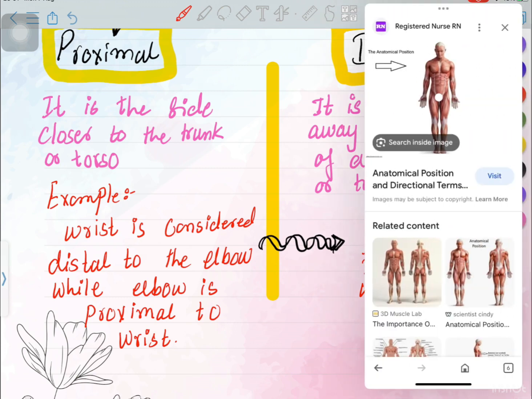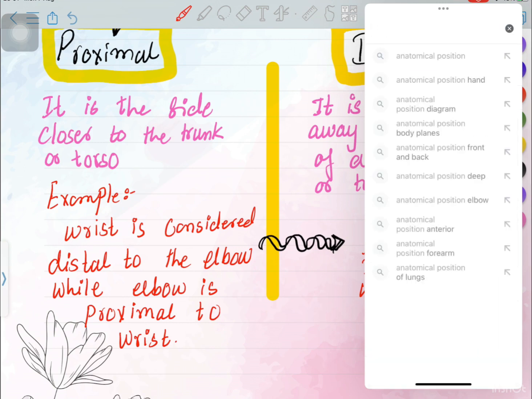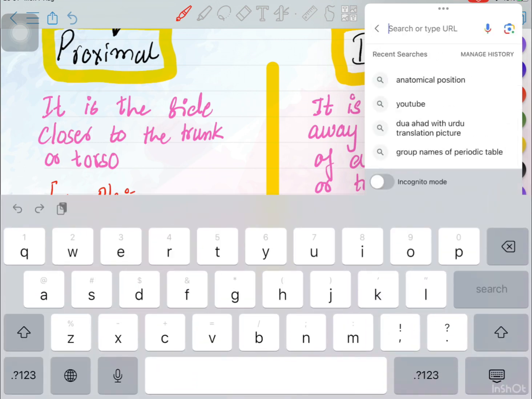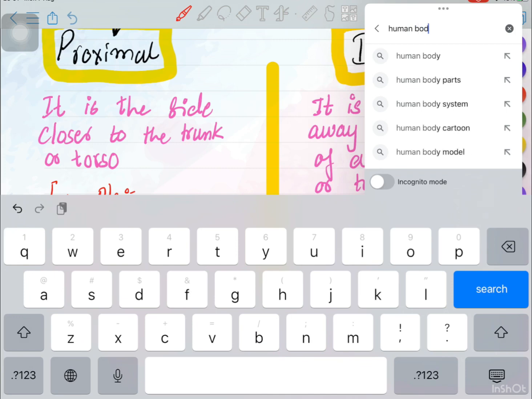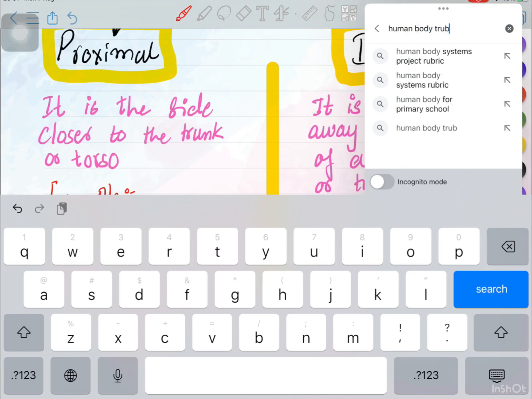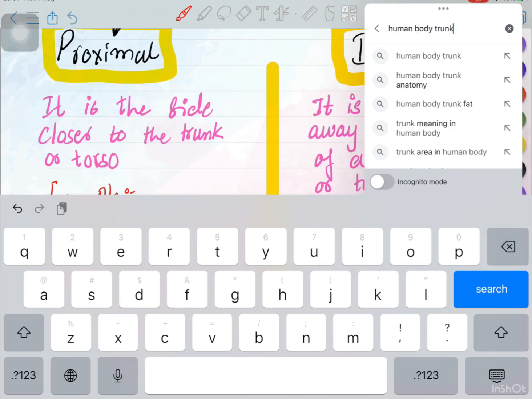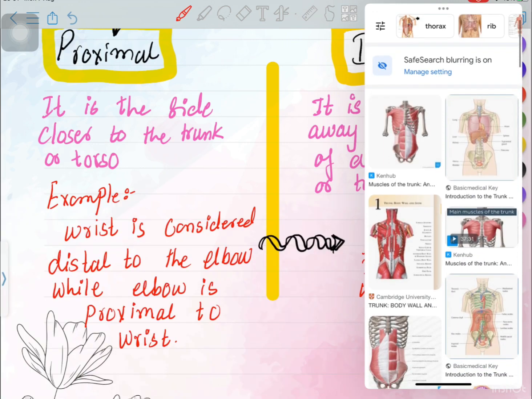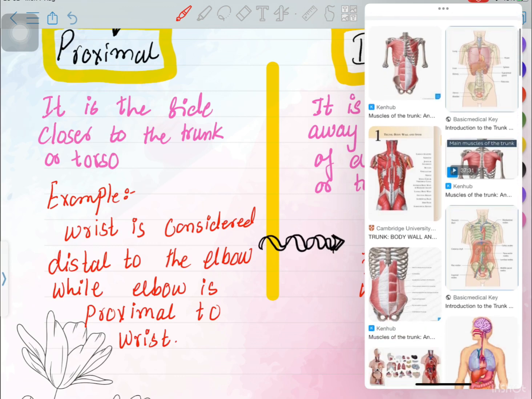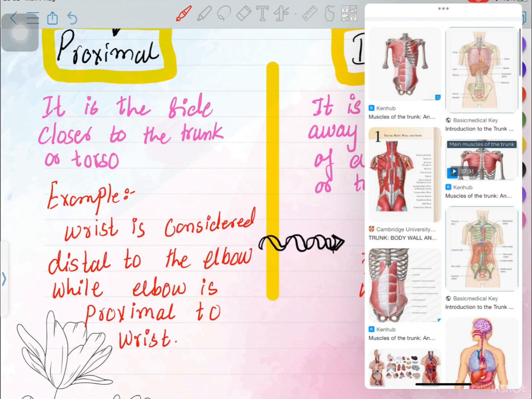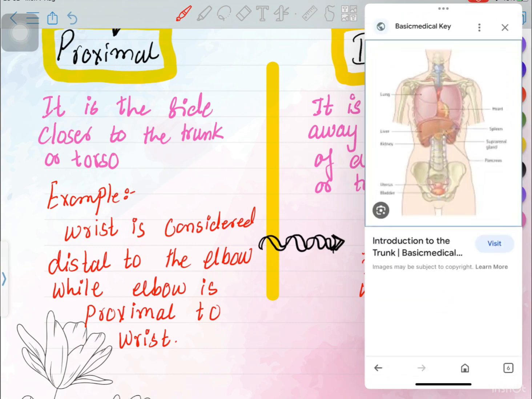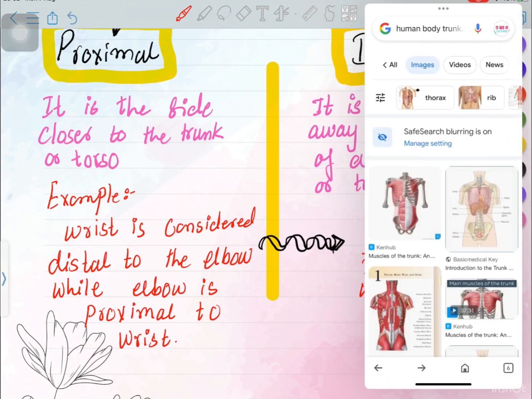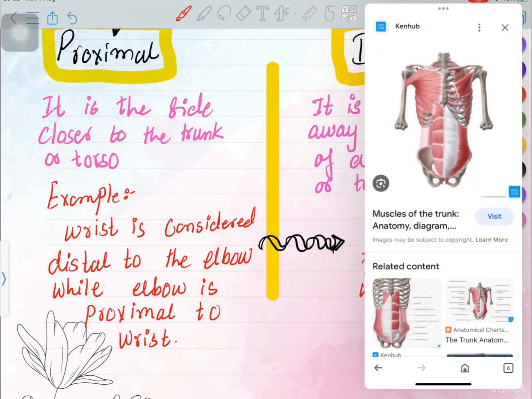So this is the part where we understand, and here is the picture I want to show you. Let's jot it down. Let's write human body trunk. Which picture should I put in? Oh yes, CanHub, you can download it. They have very good anatomical diagrams. It can help you. Okay, let's take the CanHub one. I will just put it here.